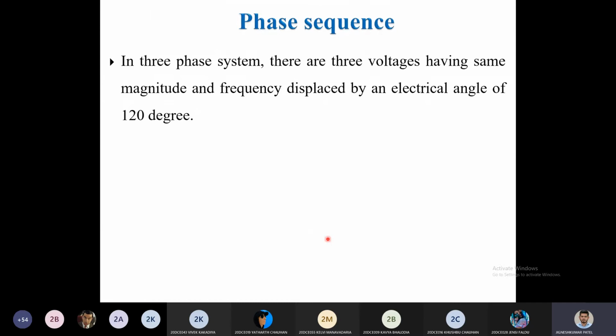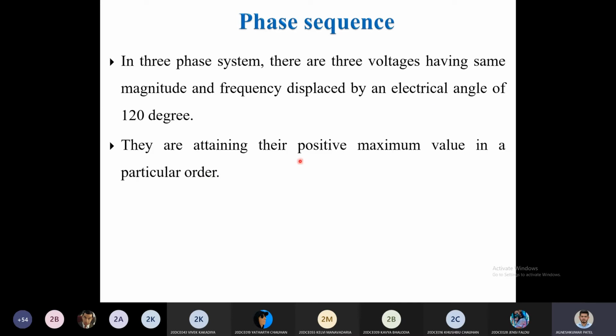Now let us understand the phase sequence. What is a phase sequence? In a three-phase system, there are three voltages having the same magnitude and frequency, displaced by an electrical angle of 120 degrees. We have seen that. Okay? They attain their positive maximum value in a particular order, and that order is basically my phase sequence.